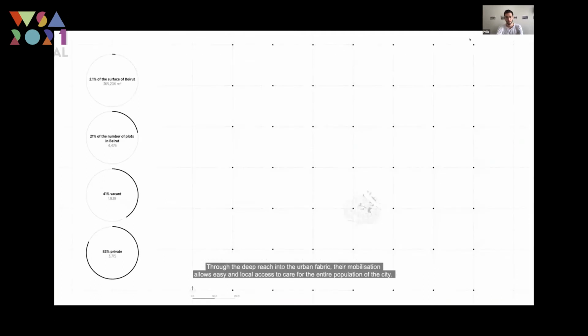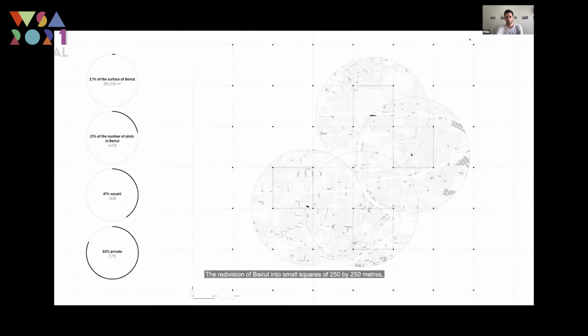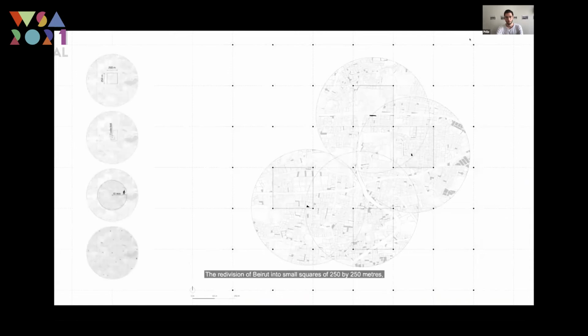Through the deep reach into the urban fabric, their mobilization allows easy and local access to care for the entire population of the city. The redivision of Beirut into small squares of 250 by 250 meters transforms each one of those into a hub for care, articulated around one intervention located on an inconstructible parcel. This ensures that all the citizens of the city are no more than 10 minutes away walking from any intervention.